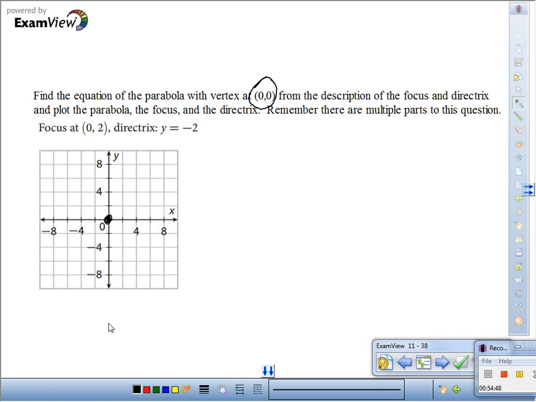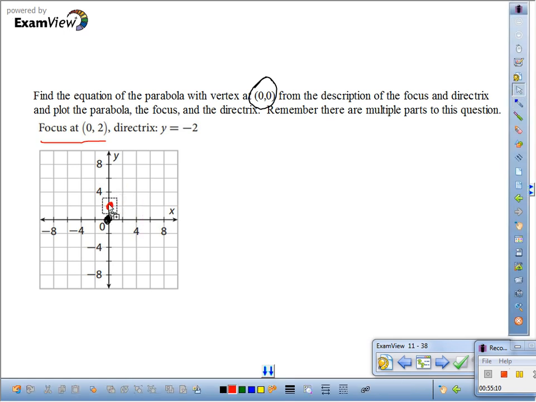0, 0. So plot your point at 0, 0. Next, with red, I usually use for the focus. What is our focus? 0, 2, which is right there. What is our directrix point? Our directrix is y equals, oh, my bad, I got this one wrong. It goes right there. Yeah, I did that to see if you were paying attention.